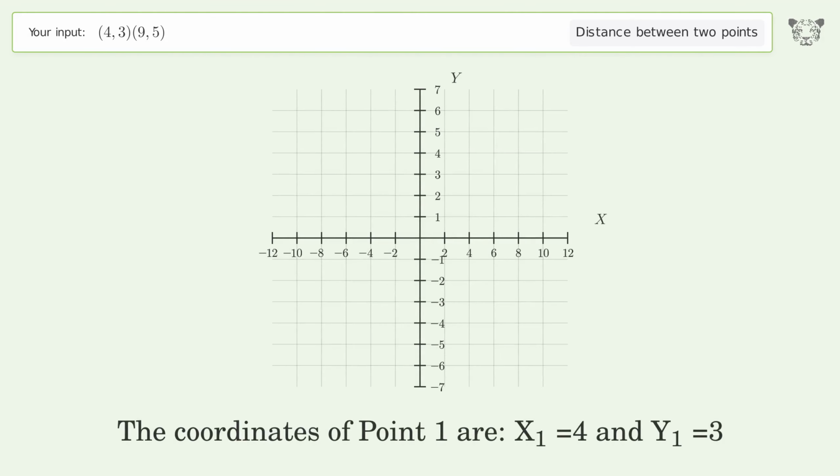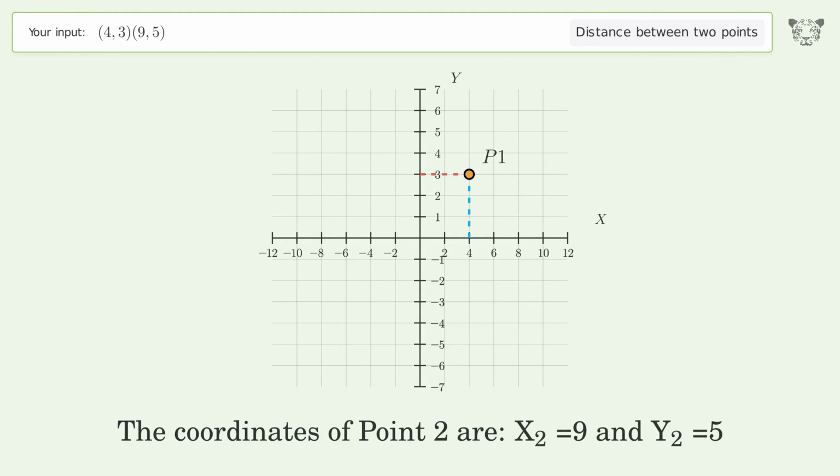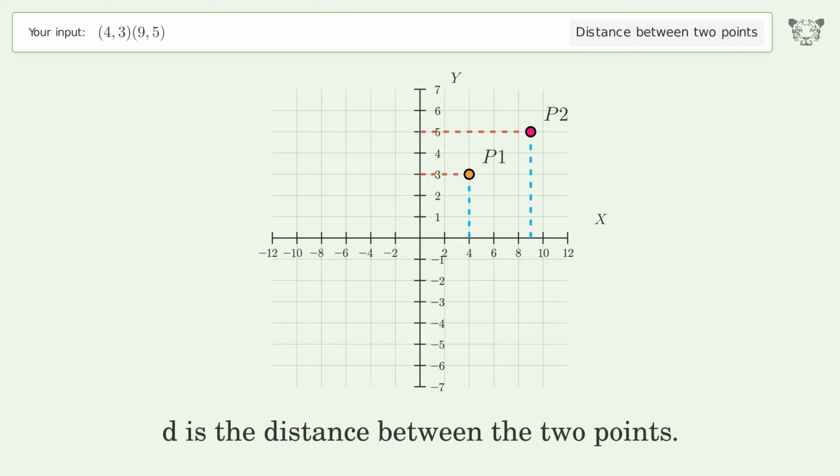The coordinates of point 1 are, x1 equals 4 and y1 equals 3. The coordinates of point 2 are, x2 equals 9 and y2 equals 5. D is the distance between the 2 points.